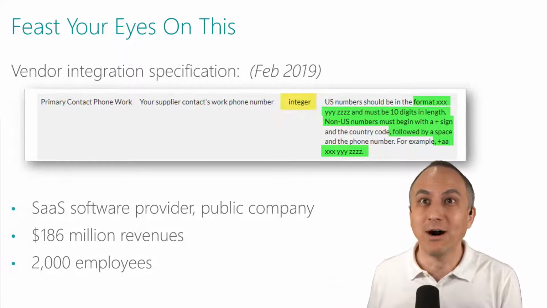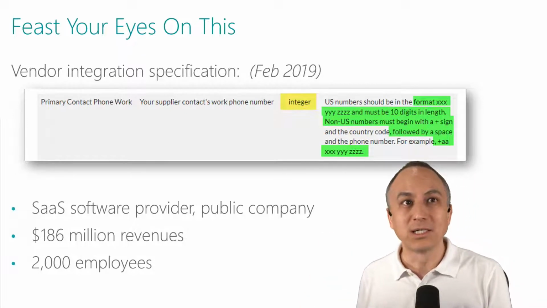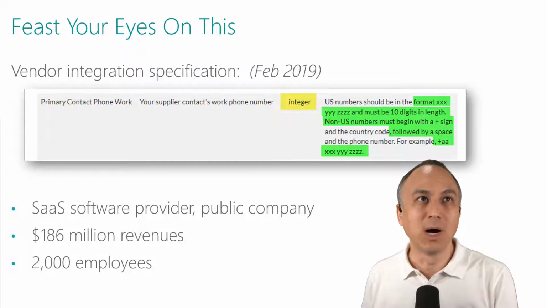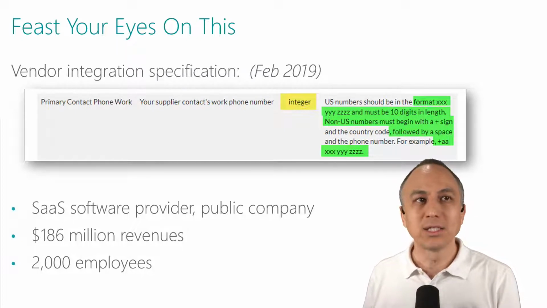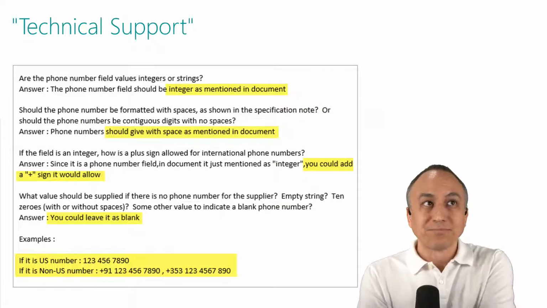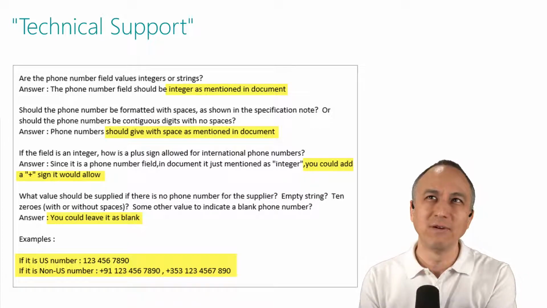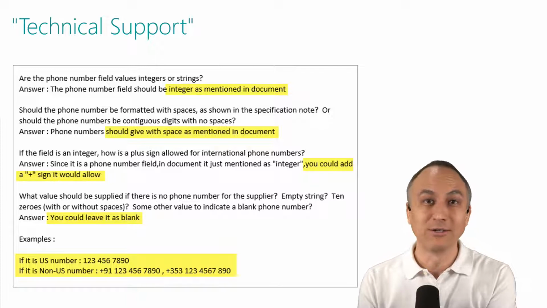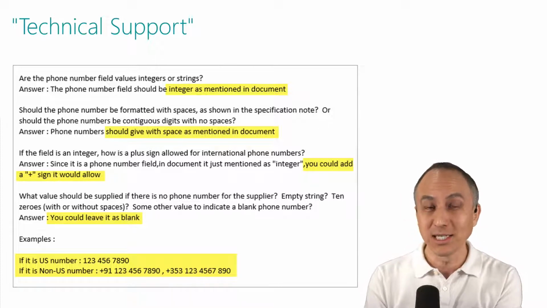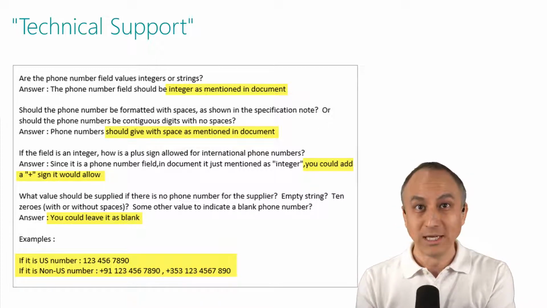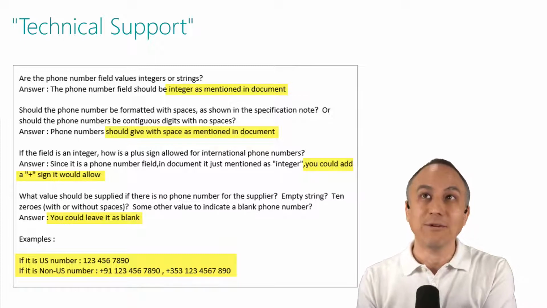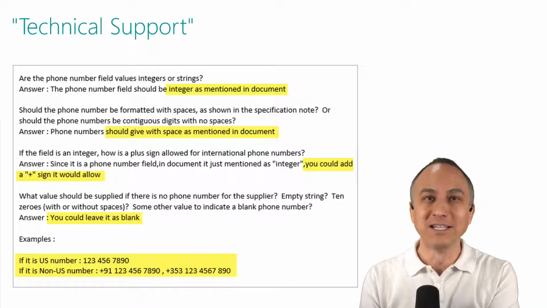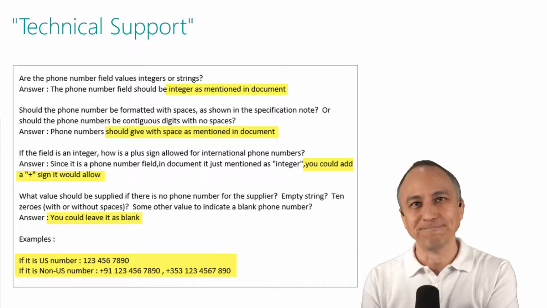I'm just at a loss. This is a public software company. So I replied, said, can you answer a few of these questions? Are the phone number field values integers or strings? Just want to get that clarified right away, because your spec says integer, your note indicates a string. The phone number field should be integer as mentioned in document.